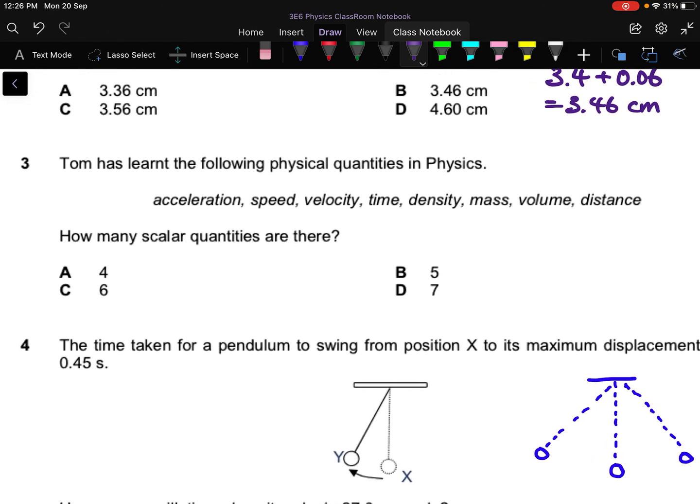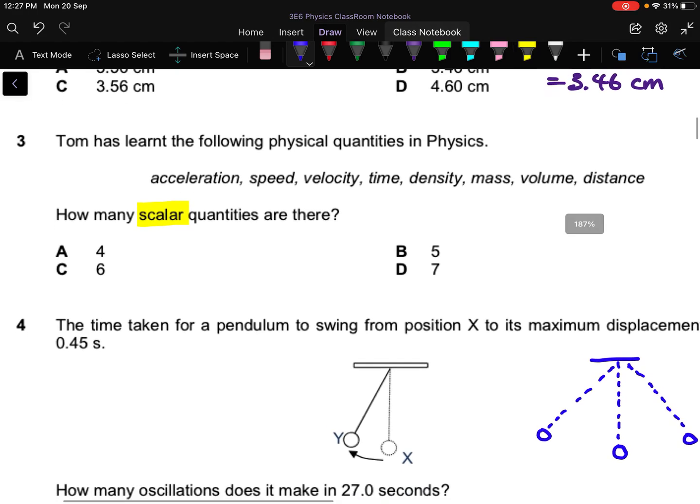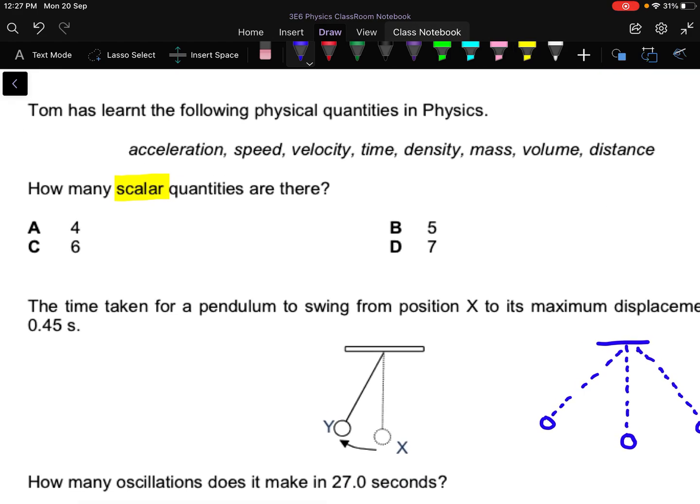Okay, for question 3 is more or less a recall question. It's either you know or you do not know. So basically, they want you to differentiate whether something is vector or scalar. So here, for the purpose of revision, I will just list down all of them. Acceleration involves direction, so it is vector. Speed is scalar, it can only be positive. Velocity is basically the vector form of speed.